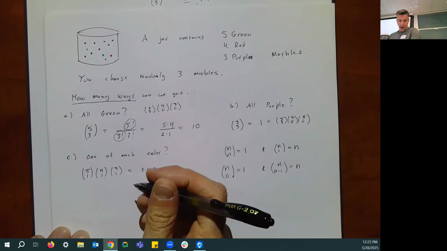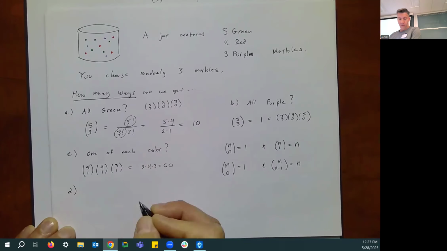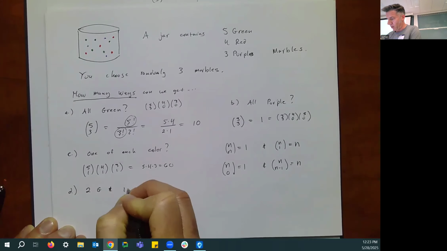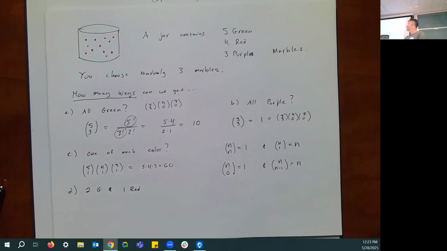So I want you all to try to tell me or to find out for yourself how many ways to get 2 greens and 1 red. Go ahead and write down what you think that's going to be. Yeah, sure.